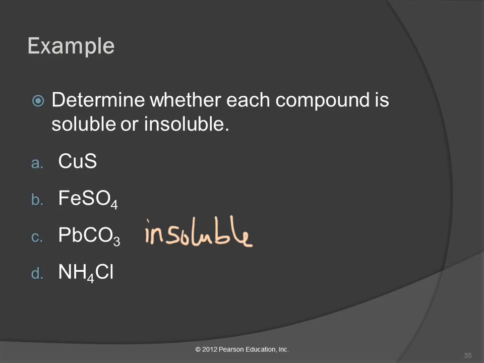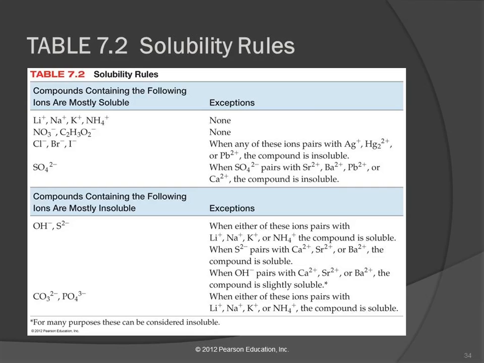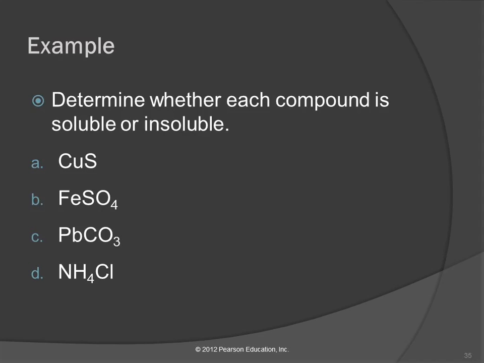The last one, NH4Cl. This is that weird kind of ionic compound that doesn't have a metal in it. Ammonium ion and chloride ion. So we go up here, lithium, sodium. Oh, there's ammonium, NH4. Mostly soluble, no exceptions. We can stop looking. So ammonium chloride is soluble. So I'm not going to make you memorize the table or write it on your 3x5 card, but you need to know how to use it. Any questions?